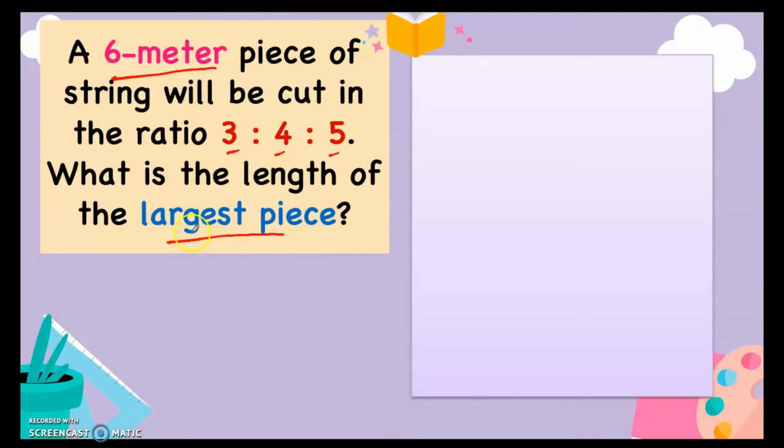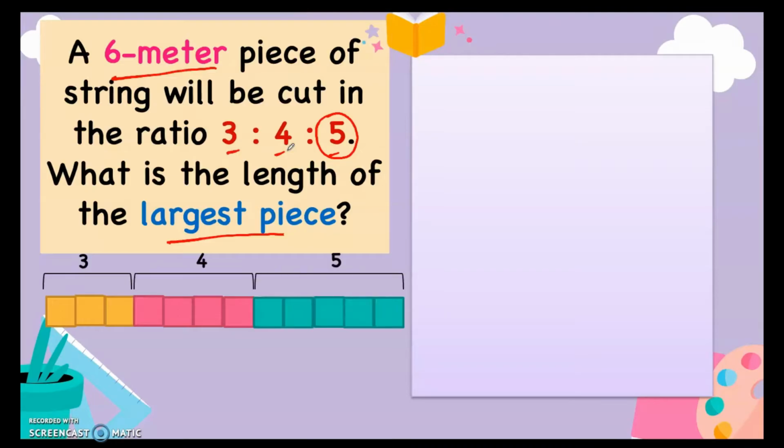But even if the question only asks for the largest piece, we still need to find the value of each part. So we have 3 parts of the whole, 4 parts of the whole, and 5 parts of the whole, which is a total of 6 meters. For our steps, the first step is to add 3 plus 4 plus 5. We have 12. Then divide the total, which is 6.